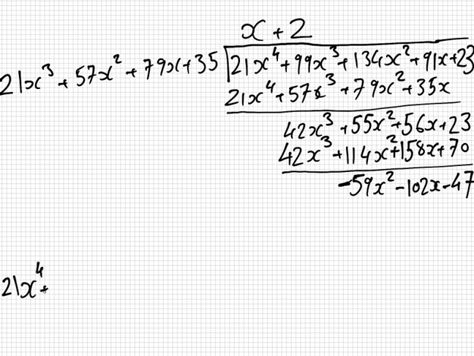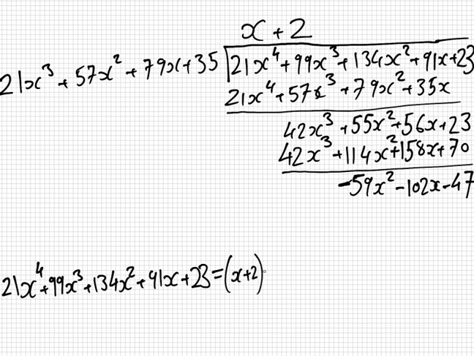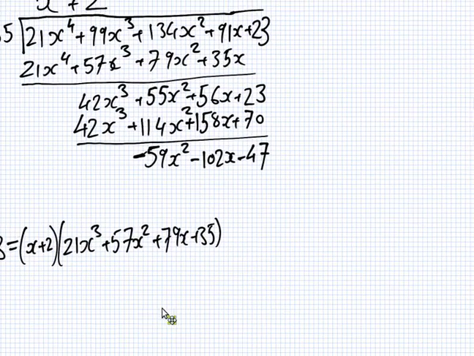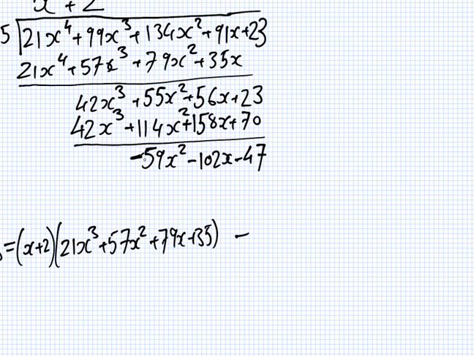So we can still say 21x power 4 plus 99x cubed plus 134x squared plus 91x plus 23 equals (x plus 2) multiply 21x cubed plus 57x squared plus 79x plus 35. And then we have to add on the remainder. So I need to go to the right, but this here is just what was inside the long division here. So if I just scroll to the left, minus, now I think I'll take the minus out and just write it as 59x squared.